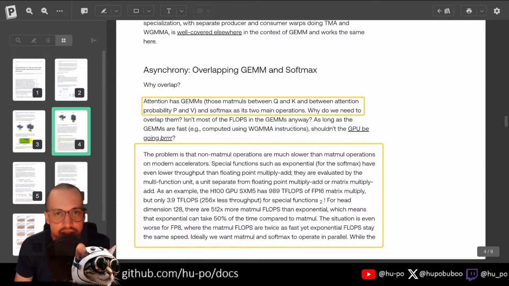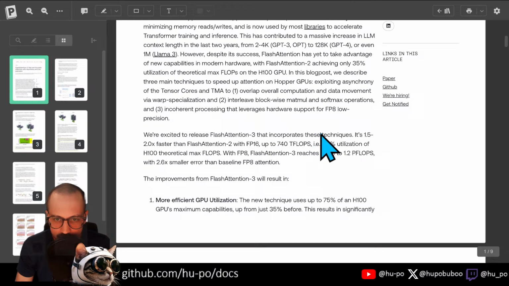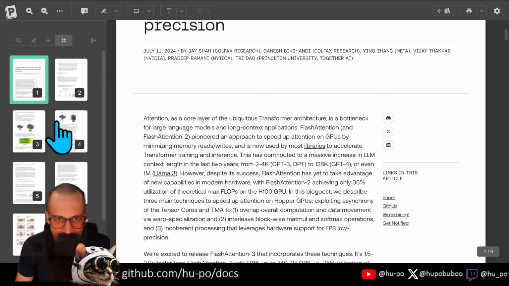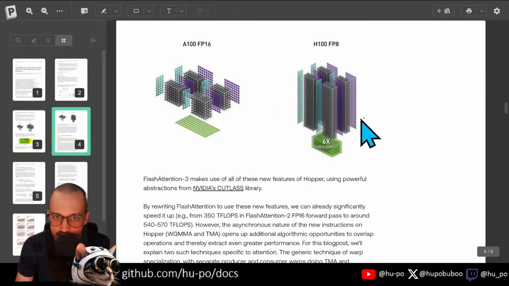Did he just print a web page as a PDF? I did. Yeah, this is basically the web page as a PDF. There is an actual paper for this. They do have a link to the paper, but the paper doesn't have these diagrams. I really wanted these diagrams because they're pretty cool looking. The paper is kind of extremely dry.